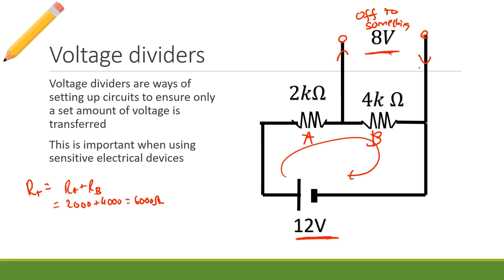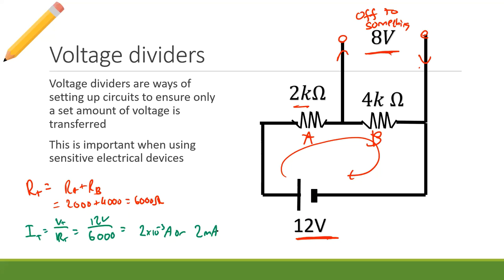That means that the total current, we've already done this before, is the total voltage divided by the total resistance, which is 12 volts divided by 6,000 ohms. 12 divided by 6,000 is going to be 2 times 10 to the negative 3 amps, or 2 milliamps.